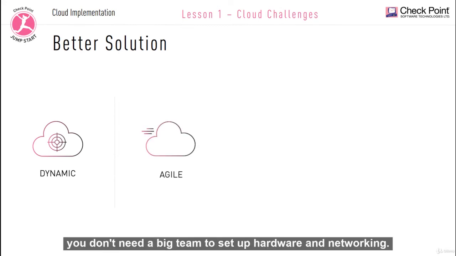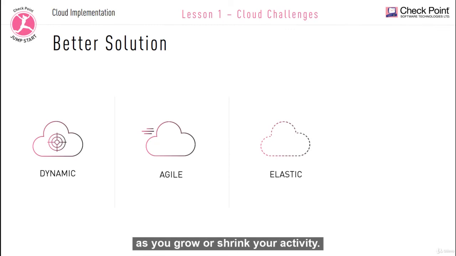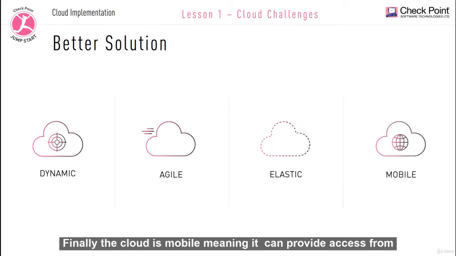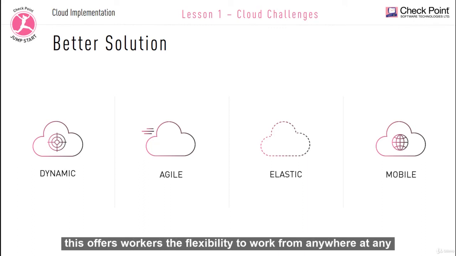You don't need a big team to set up hardware and networking. You can just spin up a virtual machine in the cloud within minutes. And there is no need to manage the equipment, as the cloud provider does that for you. The cloud is elastic, meaning you can expand and collapse the equipment in the cloud as you grow or shrink your activity. Finally, the cloud is mobile, meaning you can provide access from anywhere. In the age of bring your own devices, this offers workers the flexibility to work from anywhere at any time.